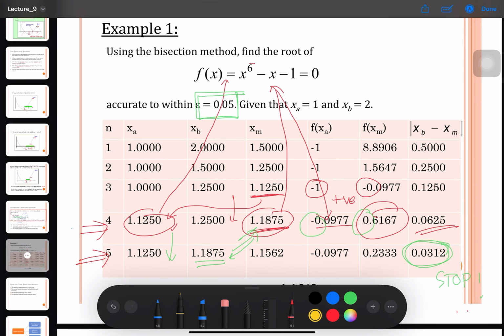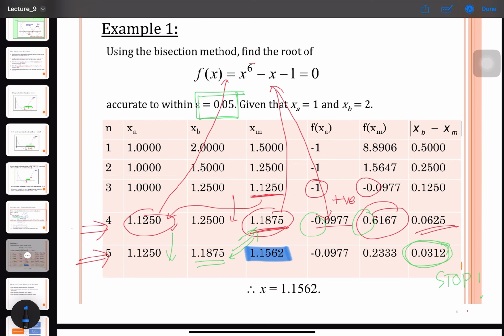But which one is your final answer? Your final answer is XM here. This is your final answer.